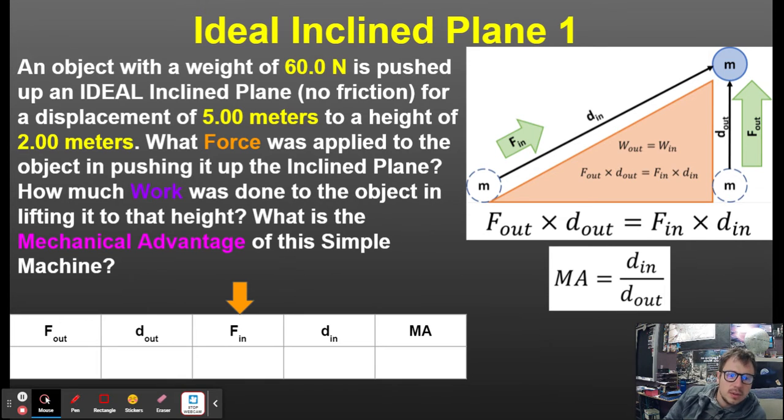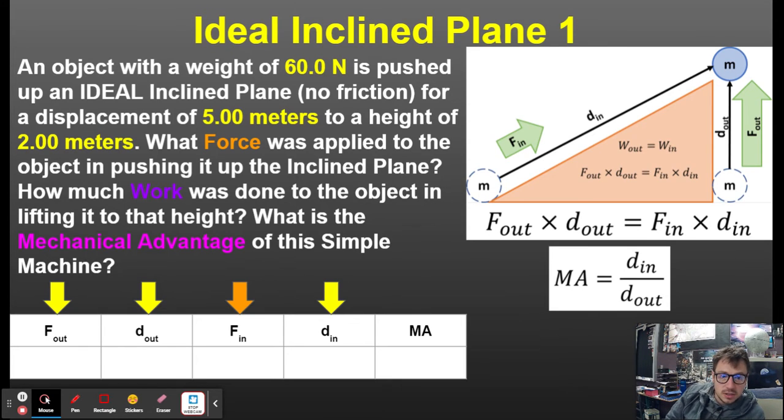So we're looking for that input force, right? We know the output force, right? We know the distance out. We know the input distance, right? We know we're just lifting a 60 newton object straight up 2 meters, right?